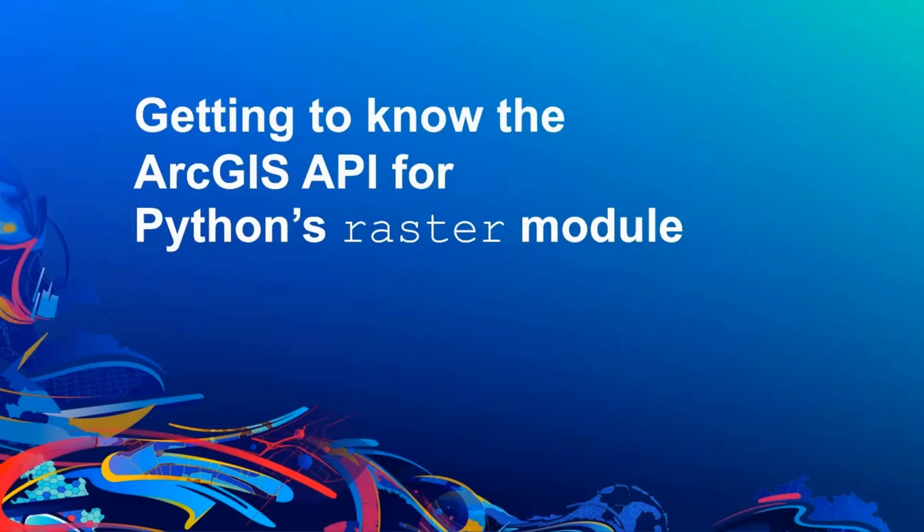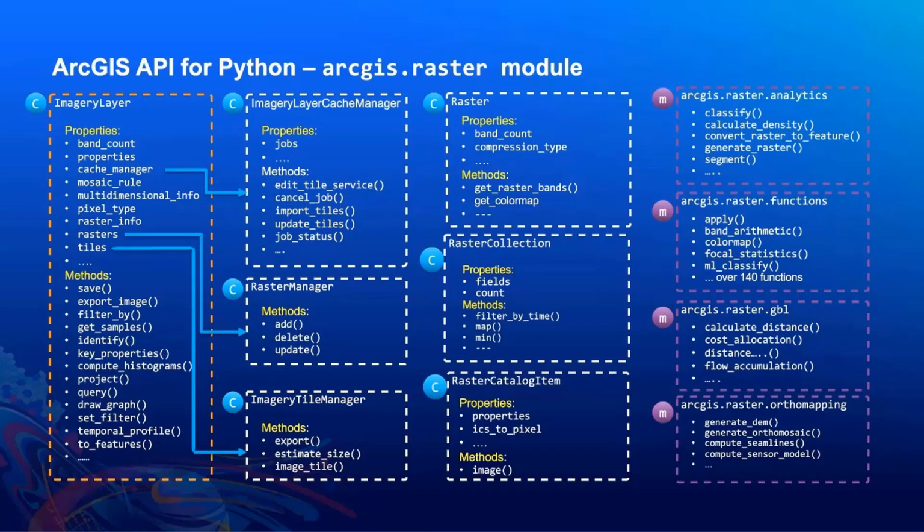Now, let us look at the raster module in more detail. An important class in the raster module is the Imagery layer class. It represents the raster published as image services. It has properties to get more information about the dataset and methods to perform different operations on the image services. There are a few manager classes that will help you to perform content management, like the Imagery layer cache manager, raster manager, imagery tile manager. Then we have the raster class.